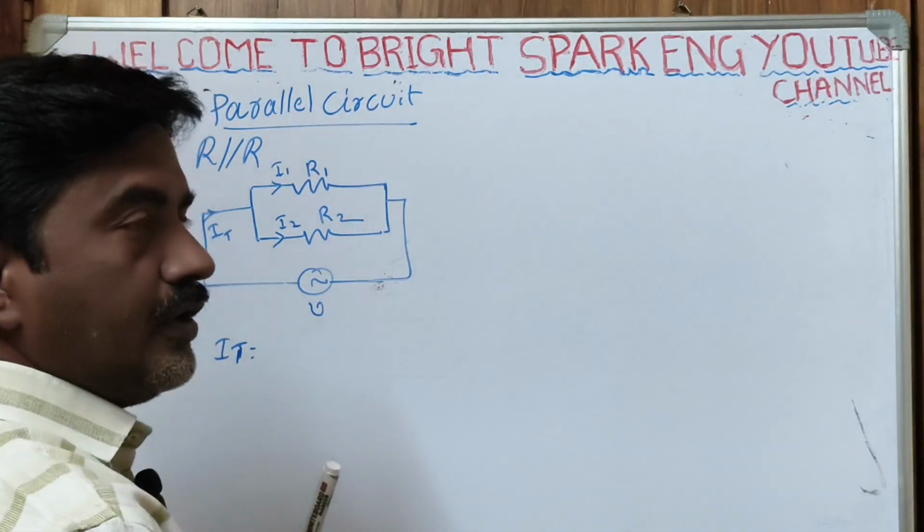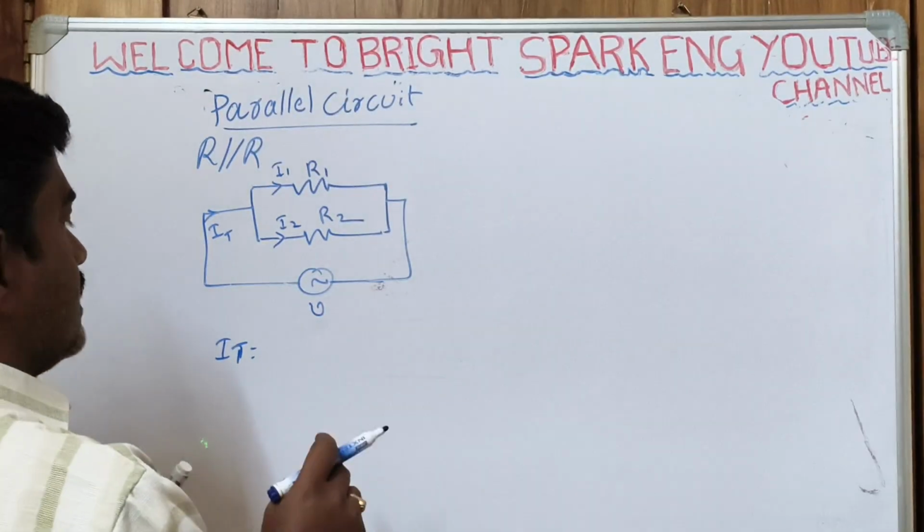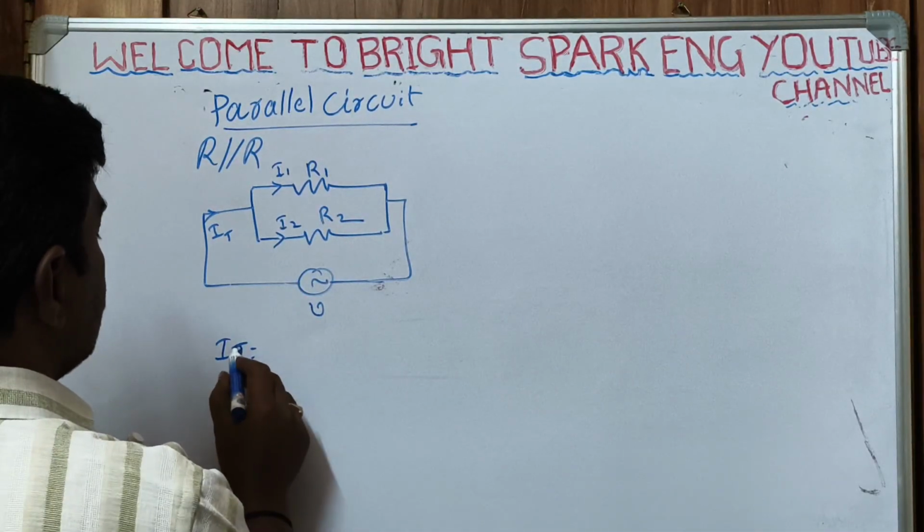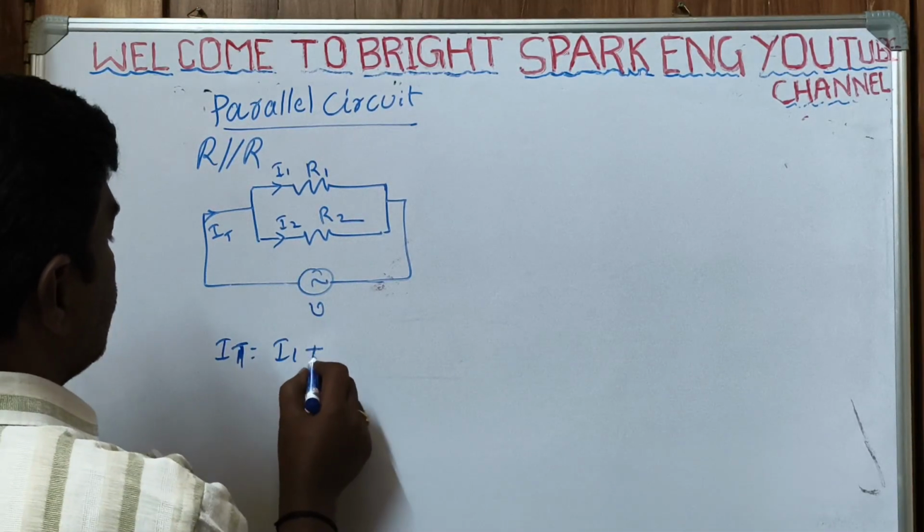Total current is divided into the number of parallel paths. Here there are two paths. I of t is equal to I1 plus I2.